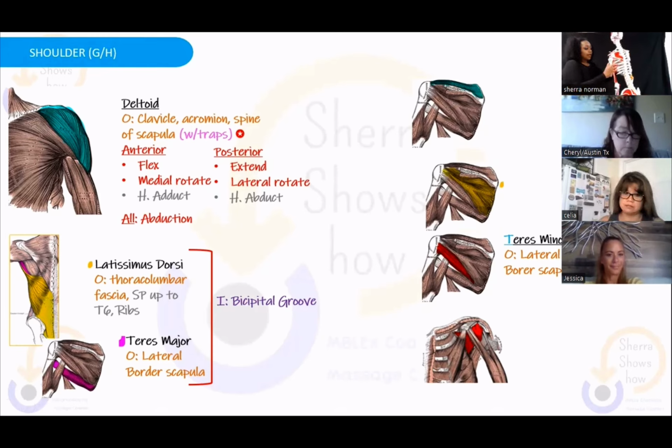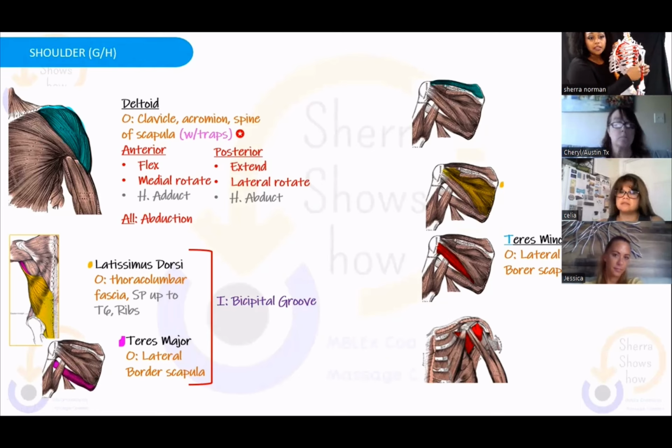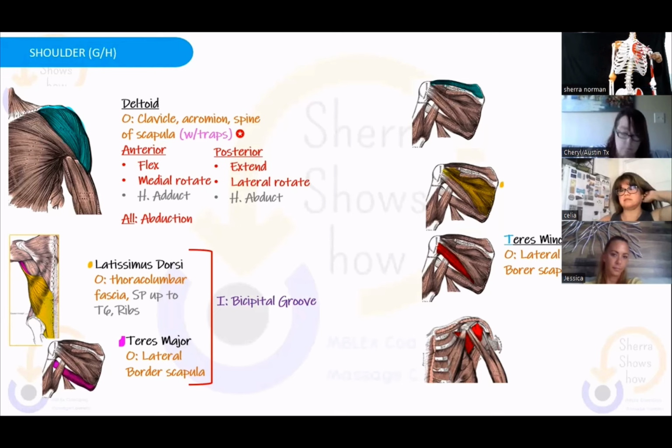Right here, we have our lesser tubercle, greater tubercle. I don't know if you guys can see that. Right here, the bicipital groove. Latissimus and teres major both attach to the bicipital groove. So these muscles reach from the back and attach right here to the front of the arms, right? And we call these the arresting muscles.